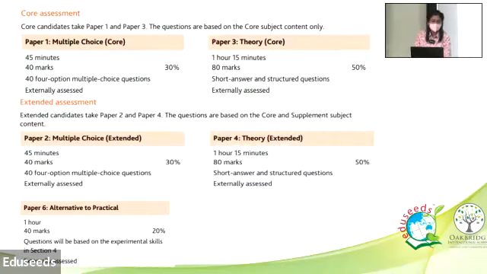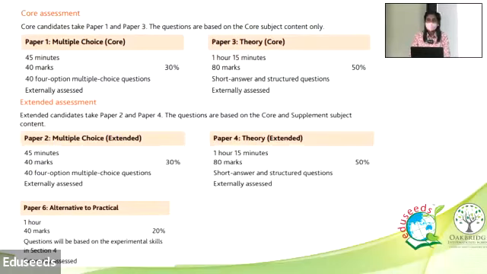Now, we have two options, which is core and extended papers. Core is paper 1, multiple choice, paper 3, theory, and paper 6, alternative to practical. Extended assessment covers paper 2, multiple choice, paper 4, theory, and paper 6, alternative to practical. So each of the assessment have different marks and also time.